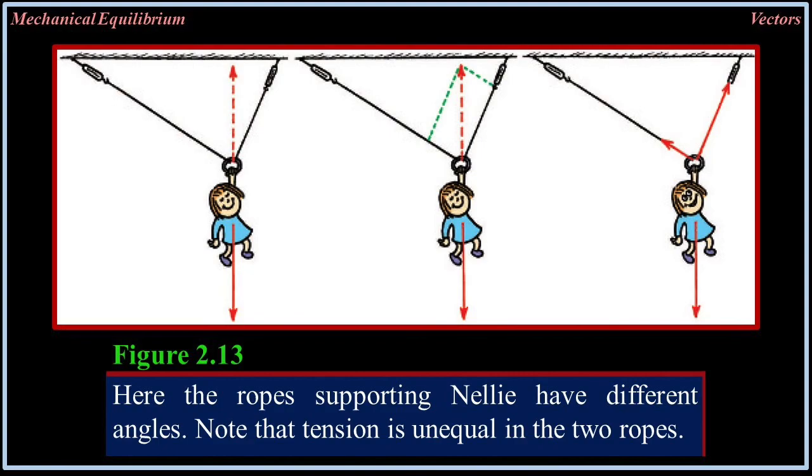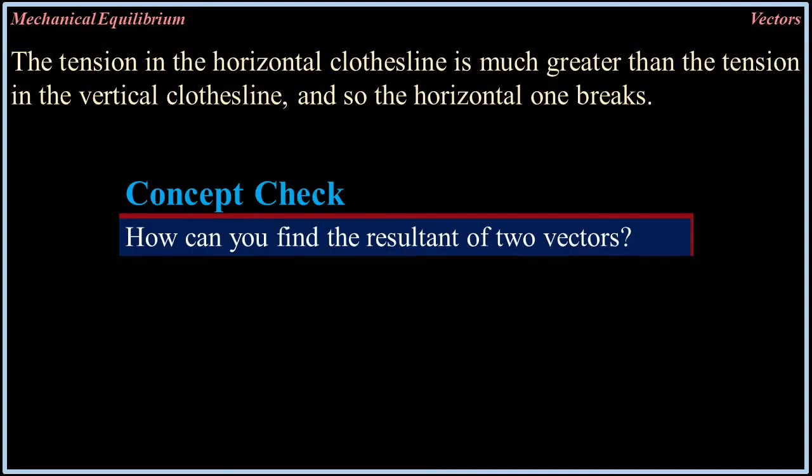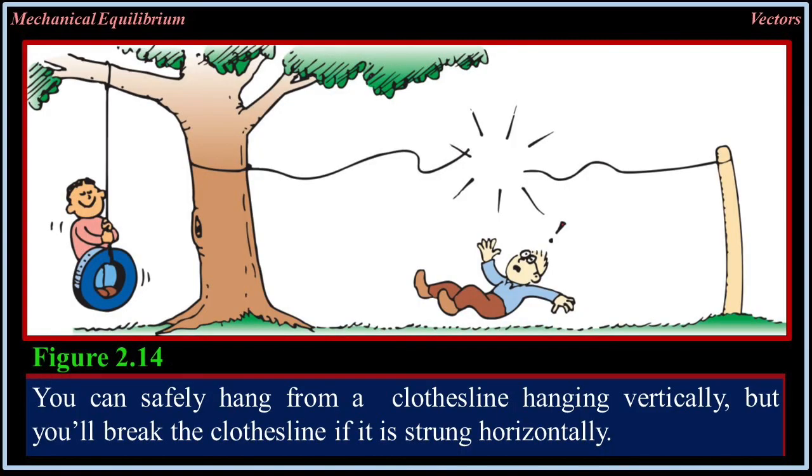Figure 2.13 here shows the ropes supporting Nellie at different angles. Note that tension is unequal in the two ropes. The tension in the horizontal clothesline is much greater than the tension in the vertical clothesline, and so the horizontal one breaks. How can you find the resultant of two vectors? Figure 2.14: you can safely hang from a clothesline hanging vertically, but you'll break the clothesline if it is strung horizontally.